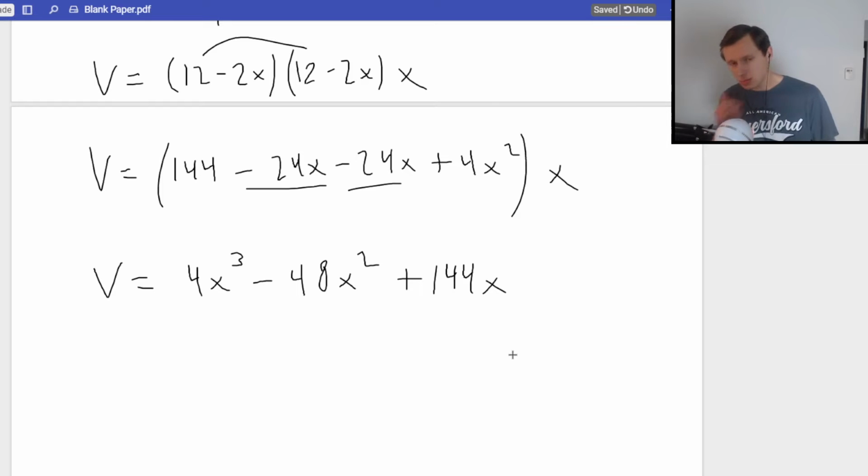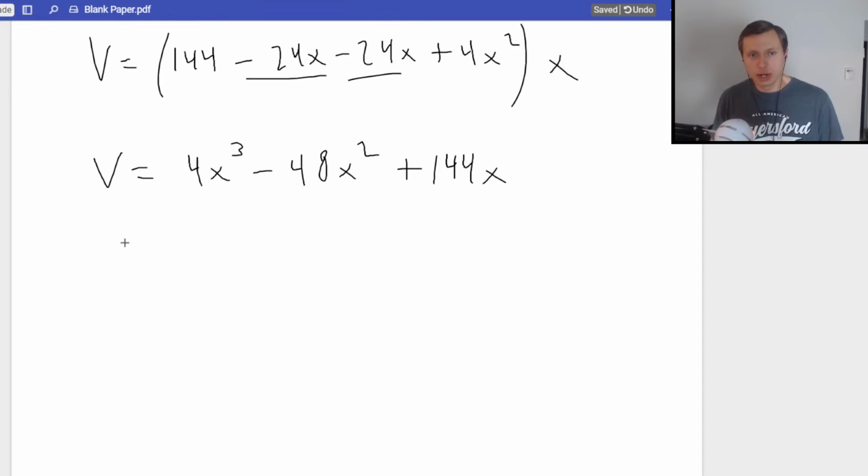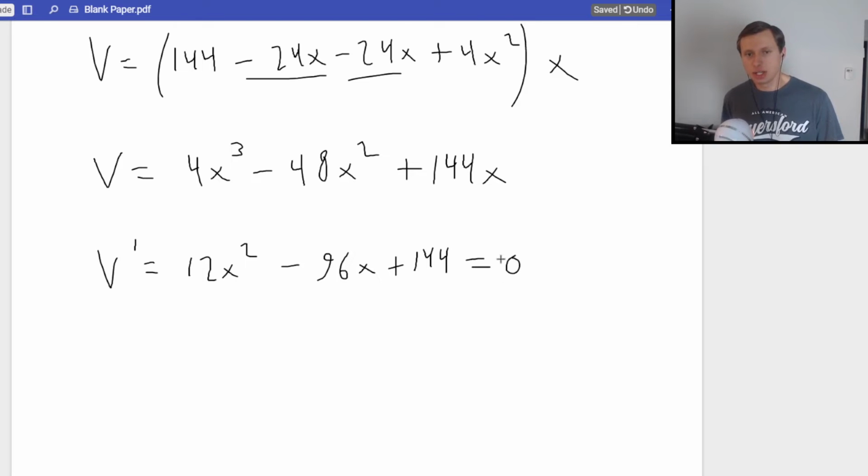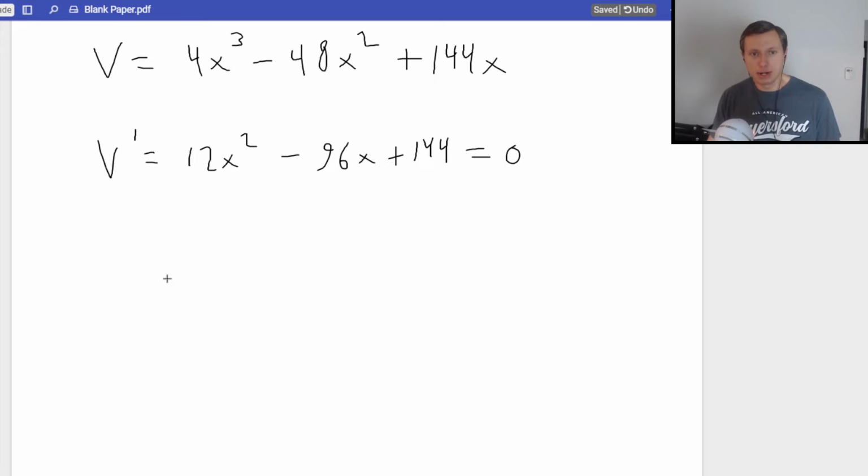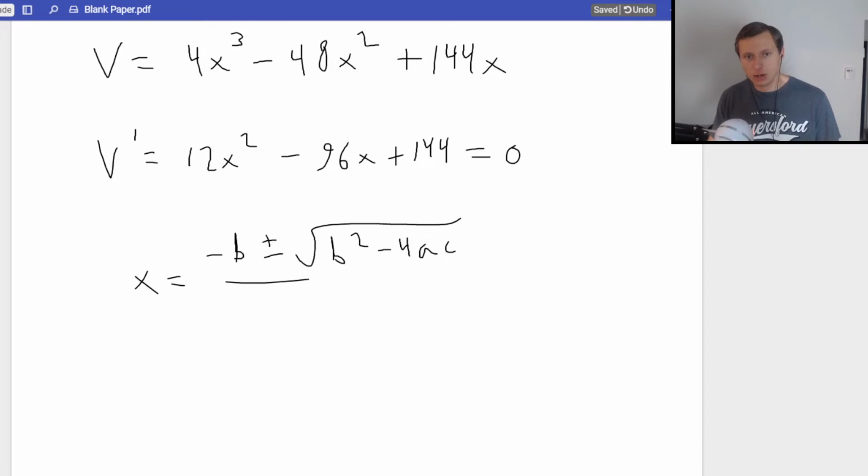Okay, great. Now the next part, we're going to take the derivative and set equal to 0 to find the critical points, because that's how we find maximums. The derivative of this is 12x squared minus 96x plus 144. And then we're going to set this equal to 0 and solve for x. Now, here's the thing. On the quiz, you had to use quadratic formula. And if you were to use quadratic formula, how would you use it? Remember, it's x equals negative b plus or minus the square root of b squared minus 4ac all over 2a.